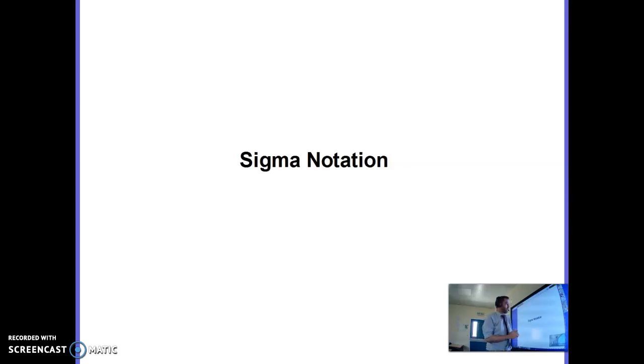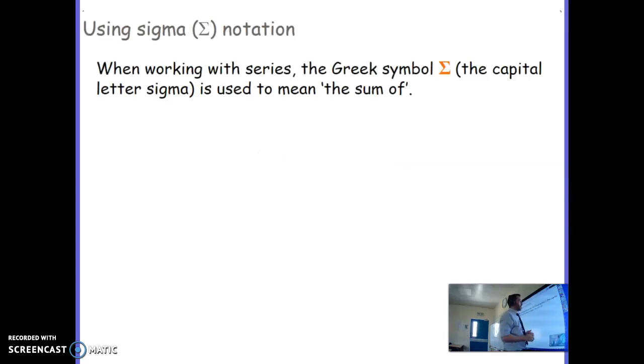Hello and welcome to this tutorial on sigma notation. This links very closely with arithmetic series and geometric series. So we're just going to talk about what is the sigma notation.